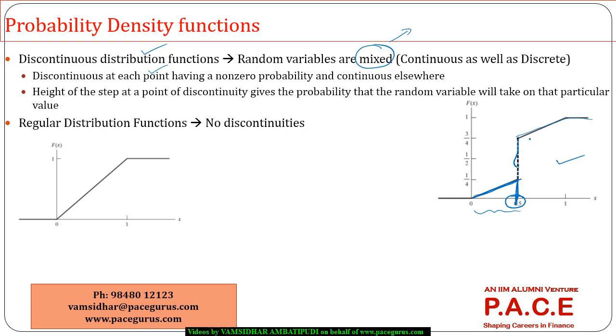And the height of this particular step, from 1 by 4 to 3 by 4, which is 0.5, gives the probability that the random variable will take on that particular value.